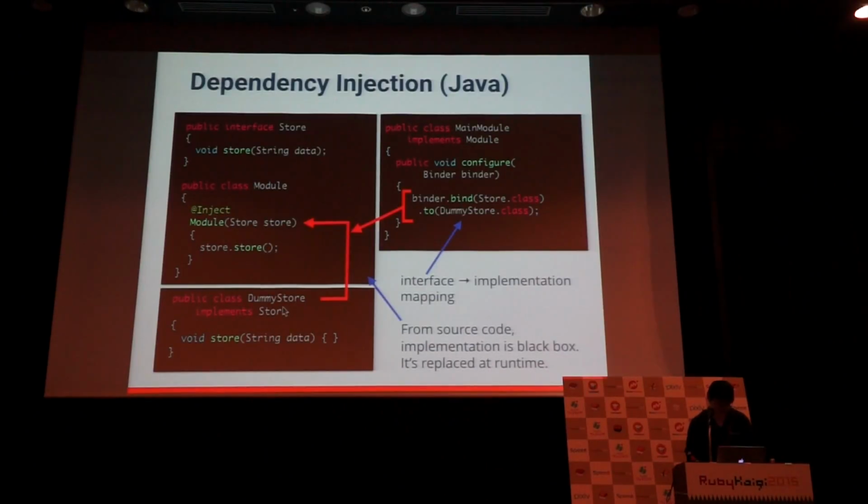So one example is to use this dummy store and this configuration. So this store interface should be replaced by the dummy store class. Now you can also have another class here to change the behavior of this application. So this is purely modularized software.